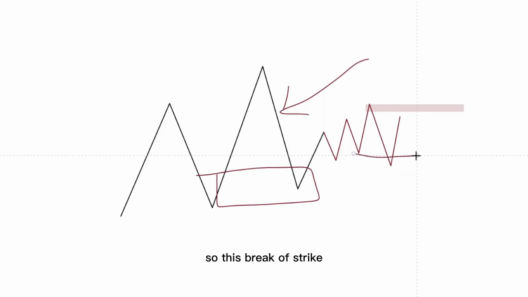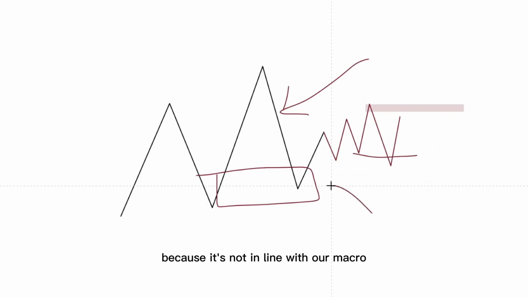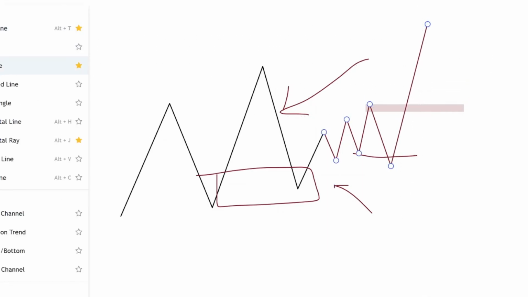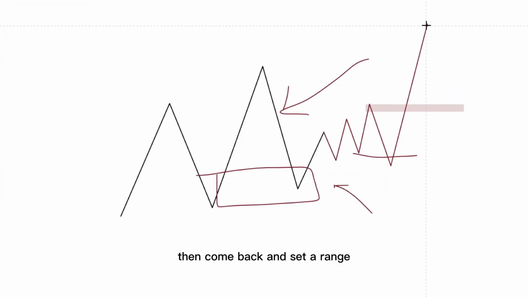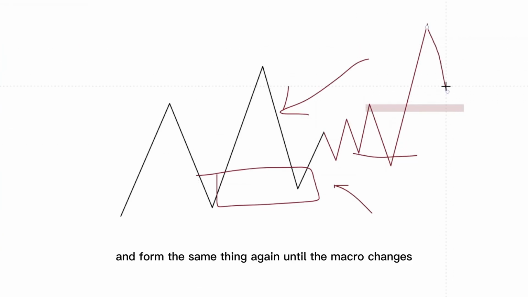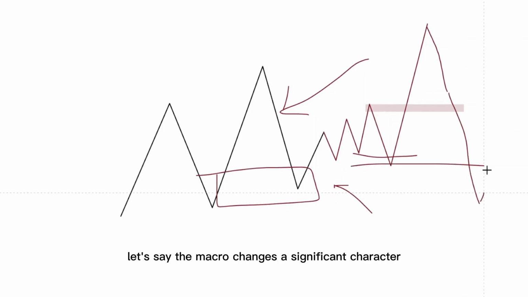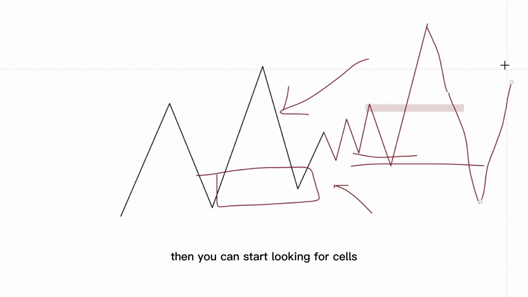So this break of structure does not mean anything. This is not a change of character because it's not in line with our macro. And when price does reach this level, it will more than likely continue higher, then come back into the range and form the same thing again until the macro changes character. Until, let's say, the macro changes a significant character, then you can start looking for sells.